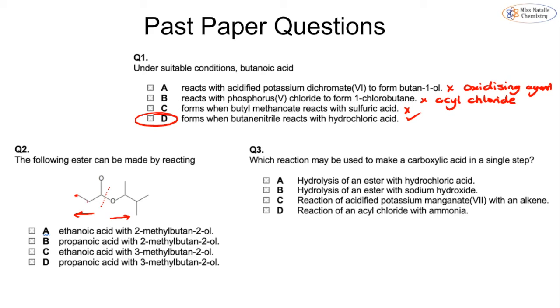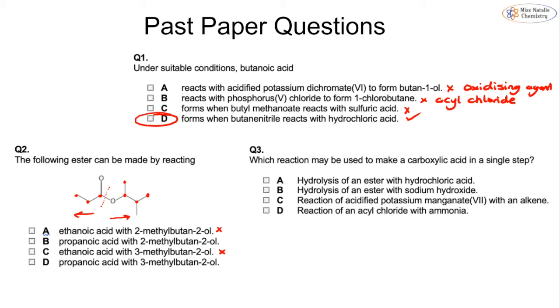So we've got 1, 2, 3 carbons on our carboxylic acid, so that must be propanoic, so we can automatically get rid of B and D. For the alcohol, we know that the OH is not on the end because we've got 1, 2, 3, 4 carbons in our longest chain.